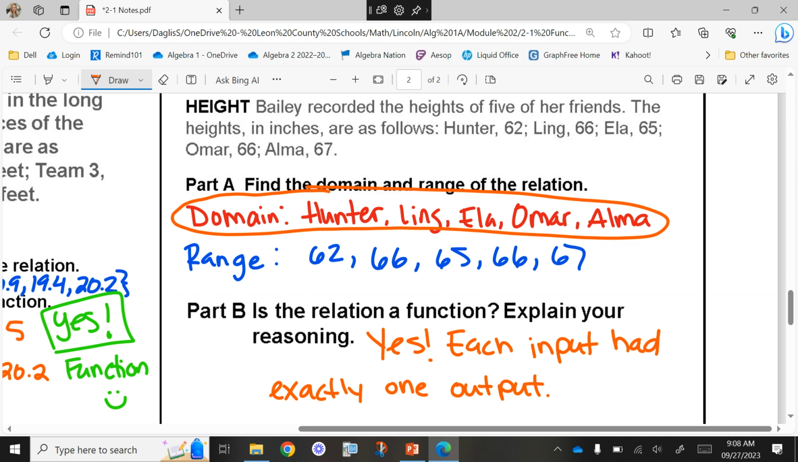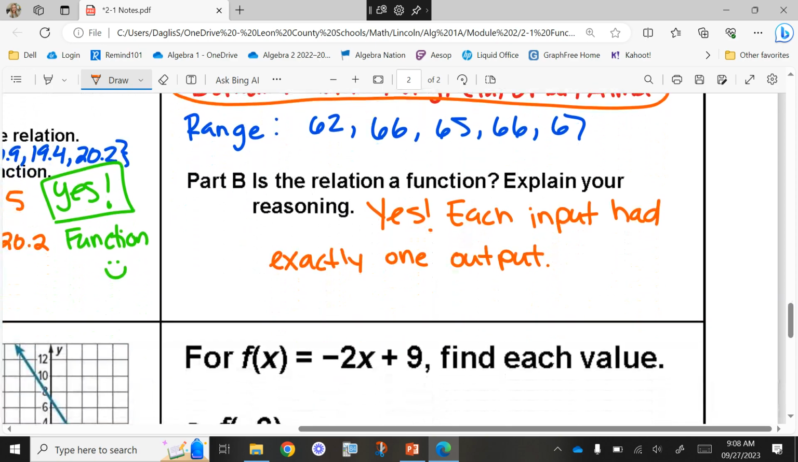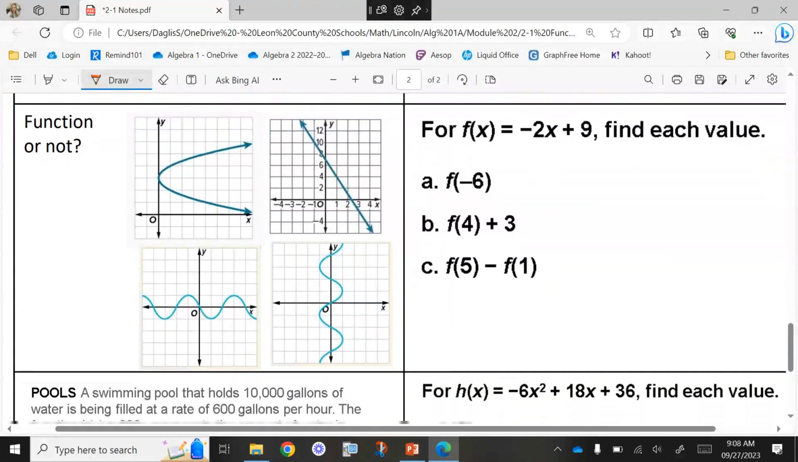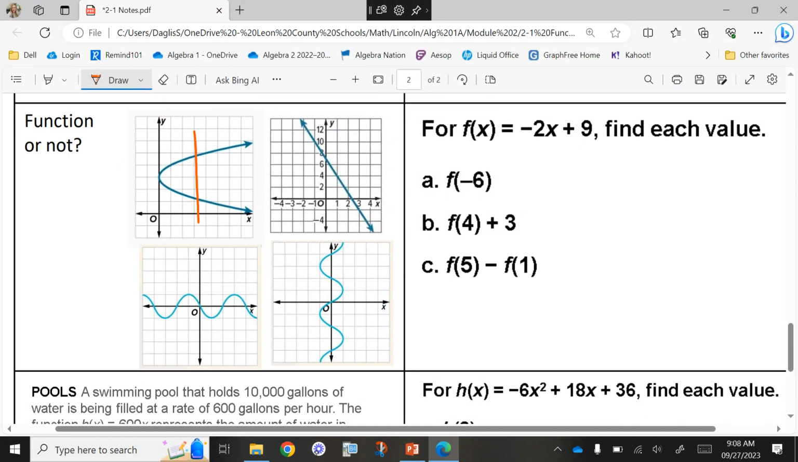Do any of them stand out that definitely won't pass the vertical line test? The first one for sure, right? That's kind of what I use as an example on the front. If I drew a vertical line, it's touching twice, right? So right here, this is a no. It fails. It is not a function.